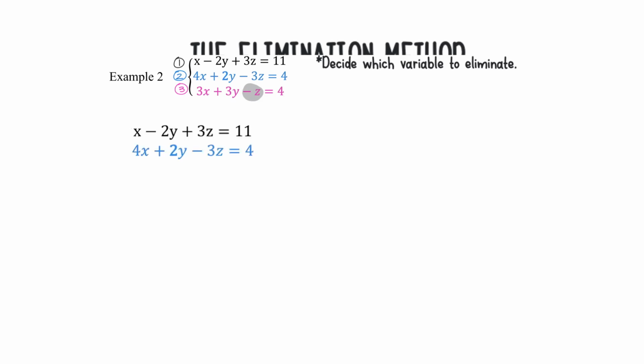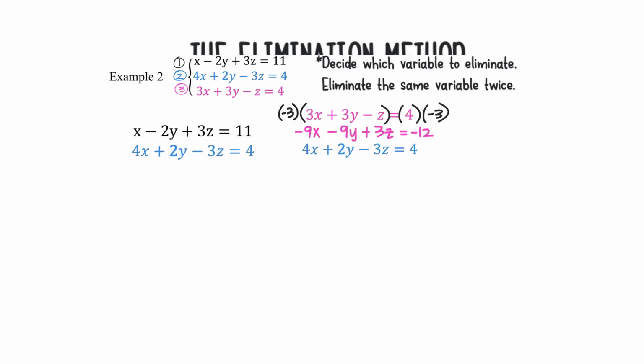The key with using the elimination method with three variable systems is that you want to pick a variable to eliminate and eliminate it twice. So first I'll decide which variable I want to eliminate. And I've chosen to eliminate the variable z because I'll only need to manipulate one equation before combining the second and third equation together. So to eliminate z, I'm going to combine equations 1 and 2 together, and I'm also going to combine equations 2 and 3 together after multiplying equation 3 by negative 3.